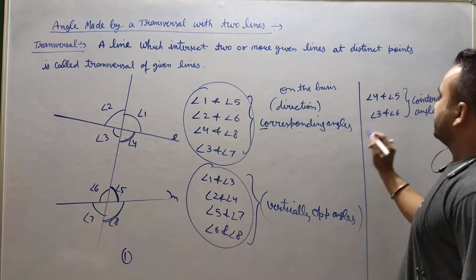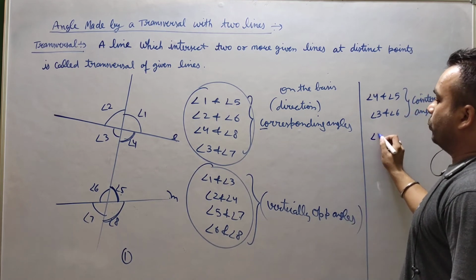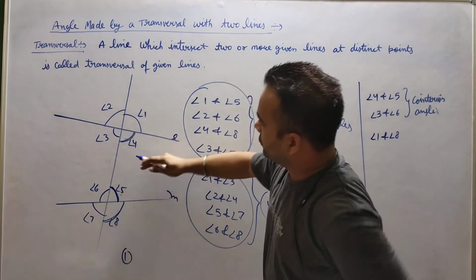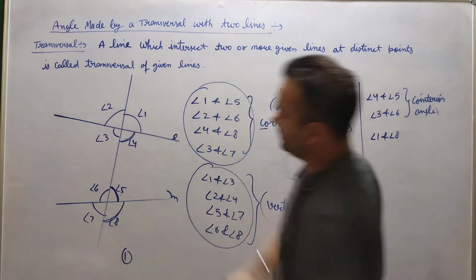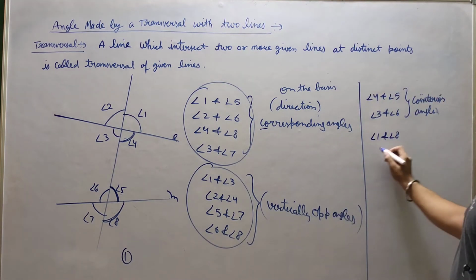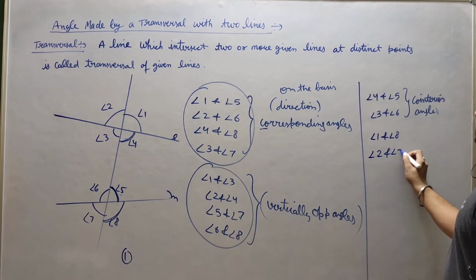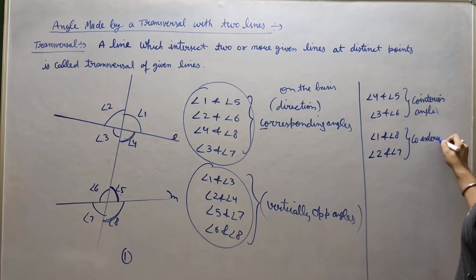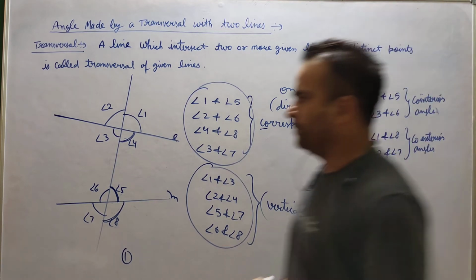Now suppose I am seeing angle 1 and angle 8, so they are just outside of these two lines. It means they are in the exterior. And angle 2 and angle 7, what are they called? Co-exterior angles. Names are very easy, simple grouping.